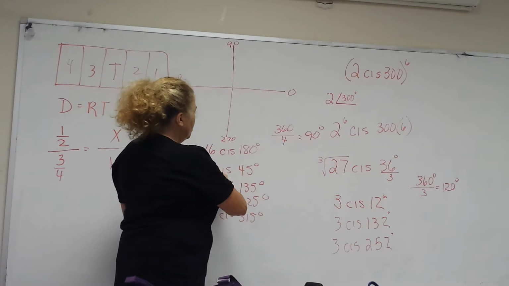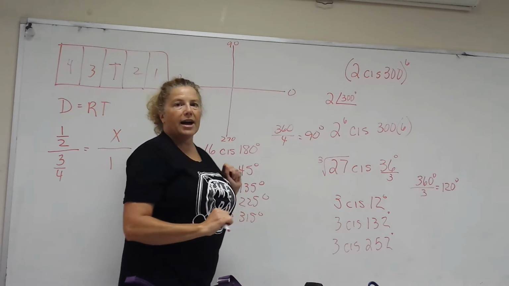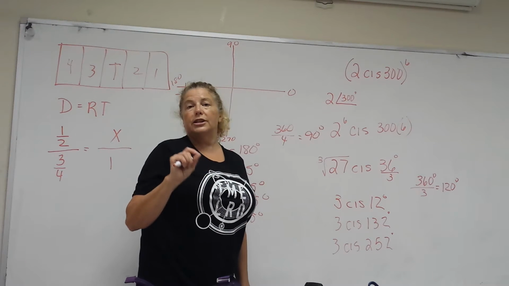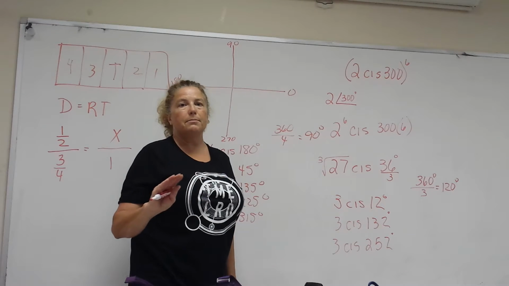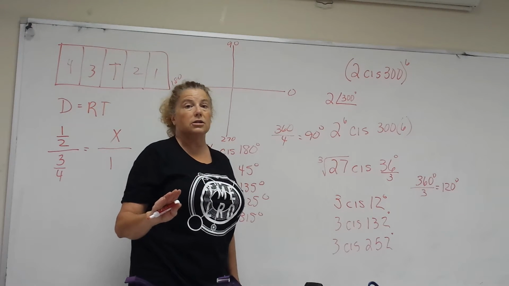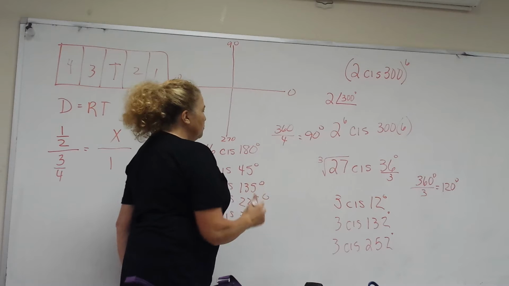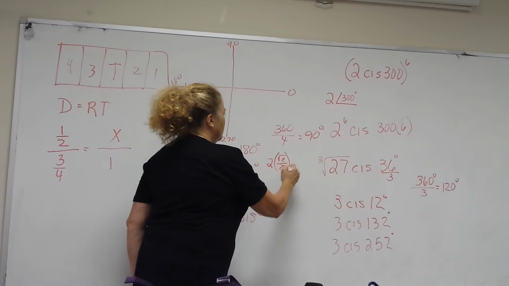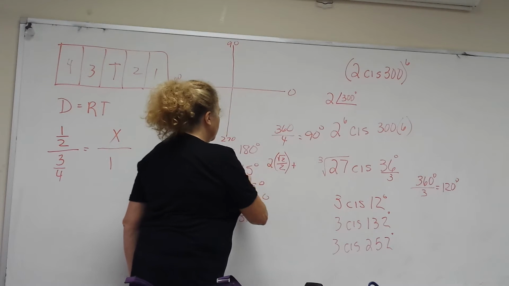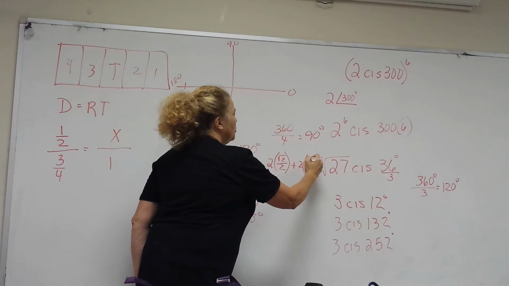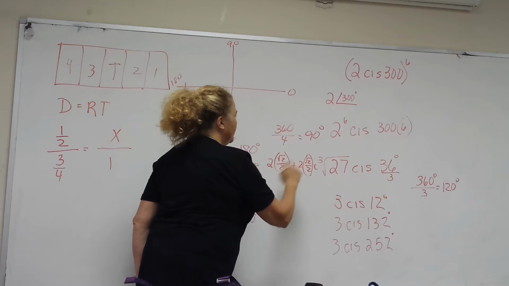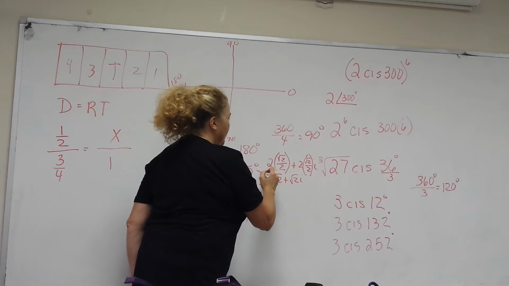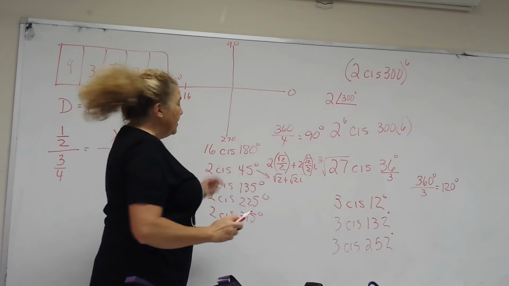Now, it wants it in rectangular coordinates. So you would say 2 times the cosine of 45. Make sure you have your sines, cosines, and tangents of 30, 60, and 45 completely memorized. You aren't going to be able to use cards. So 2 times root of 2 over 2 plus 2 times root of 2 over 2 i. So your answer is going to be root of 2 plus root of 2 i. That's that rectangular coordinate. Then you just do the rest.